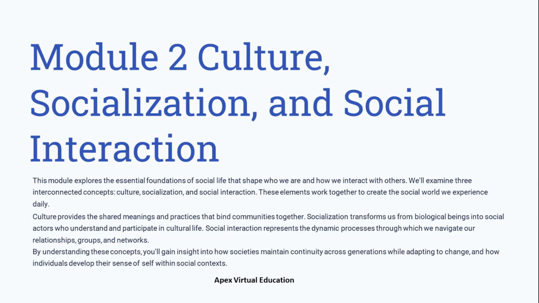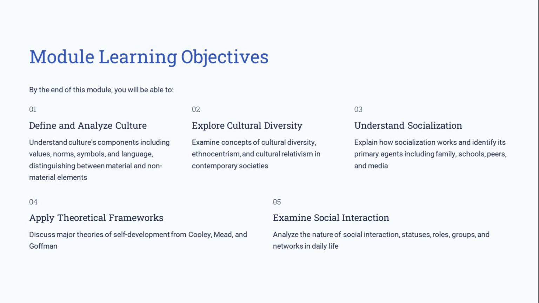By understanding these concepts, you'll gain insight into how societies maintain continuity across generations while adapting to change, and how individuals develop their sense of self within social contexts. By the end of this module, you'll be equipped to define and analyze culture, explore cultural diversity, understand socialization, apply theoretical frameworks, and examine social interaction. These objectives will guide you through understanding the complexities of human societies and the dynamics of social life.